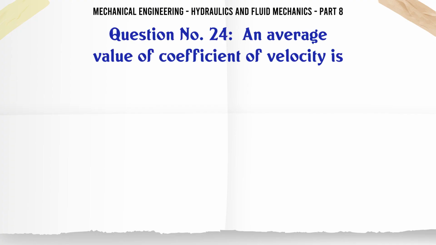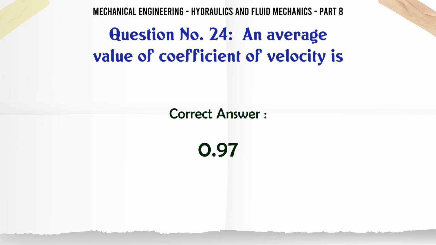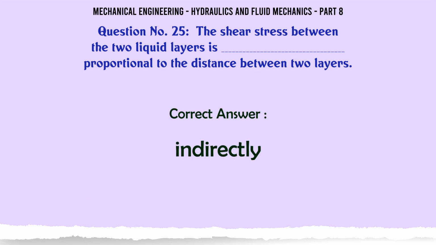An average value of coefficient of velocity is A. 0.62, B. 0.76, C. 0.84, D. 0.97. The correct answer is 0.97. The shear stress between the two liquid layers is proportional to the distance between two layers. A. directly, B. indirectly, C. D. The correct answer is indirectly.